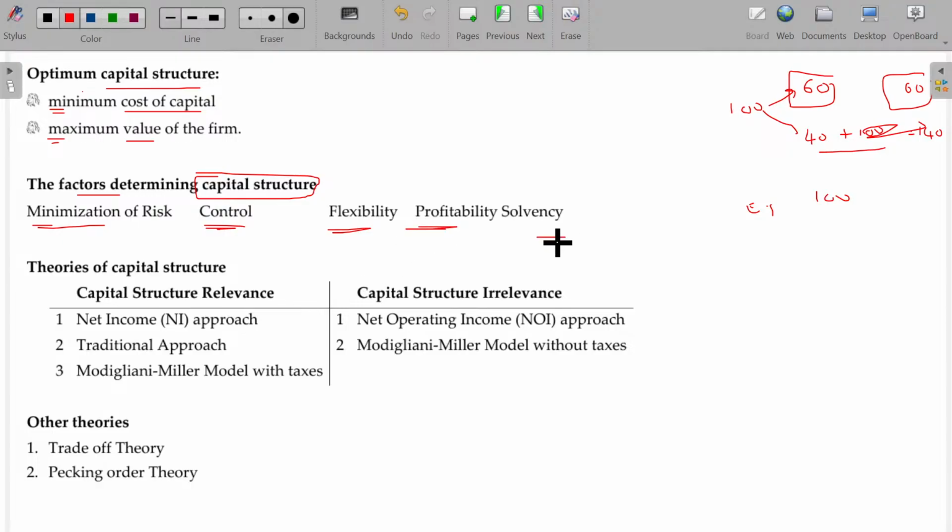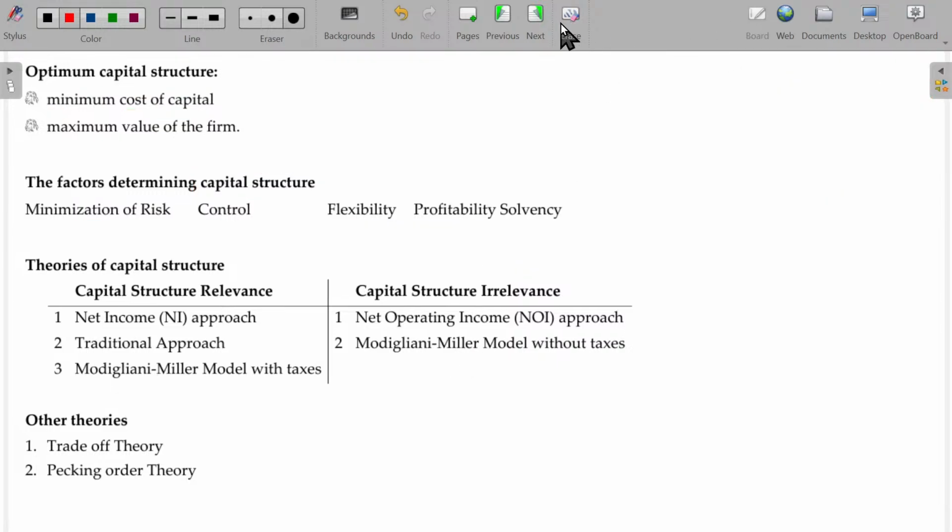and profitability as well as solvency. If you want to make good profit, then you have to source funds using debt. And if you want to be in a solvent position, you should not have any tension of repaying, then you have to source the fund by equity. So these are the 5 factors for deciding the capital structure. Clear?